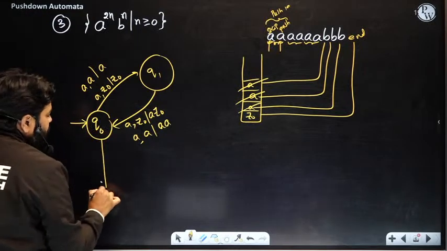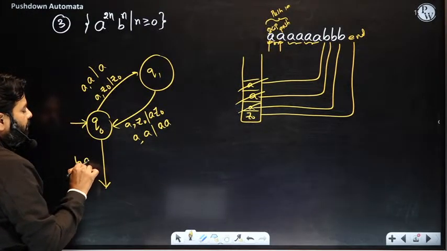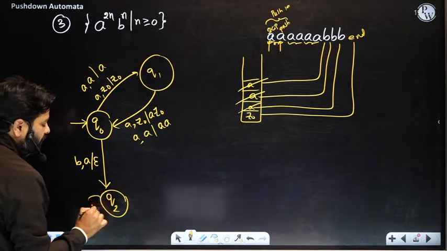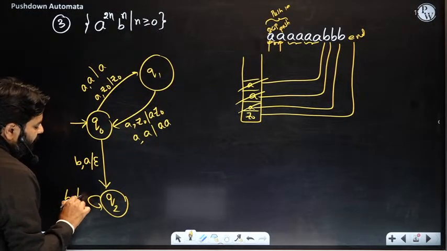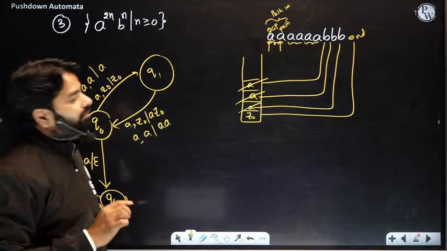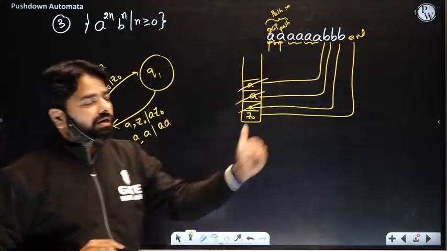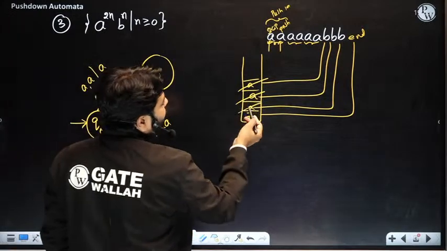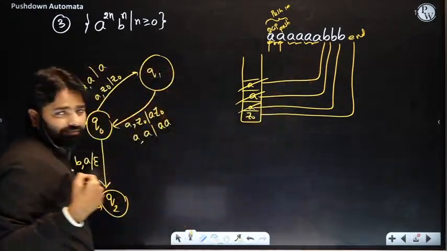And when the B comes, your logic changes. Every B, you pop 1A. Now this will take care of the equal, not equal. The number of A's is twice the number of B's, right? Now you see the stack. In the stack you have 3 A's. In the input also you have 3 B's.